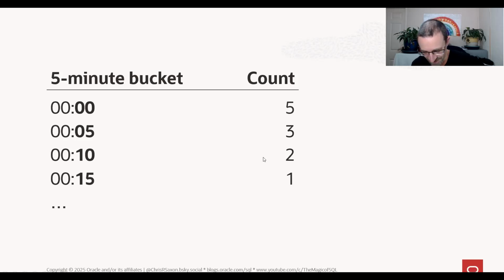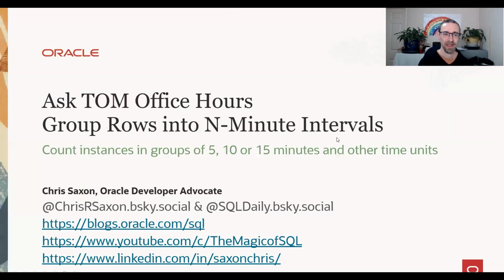Now, this is where things get a bit more interesting. It's like, well, how do we do that? It's not particularly obvious because there isn't, or there wasn't, a way to do this natively in the database. So that's what we're going to look at today. We're going to be looking at how we can group rows into n minute or n unit generally, hours. It could be days, hours, seconds, and that kind of thing, into multiples of the unit.